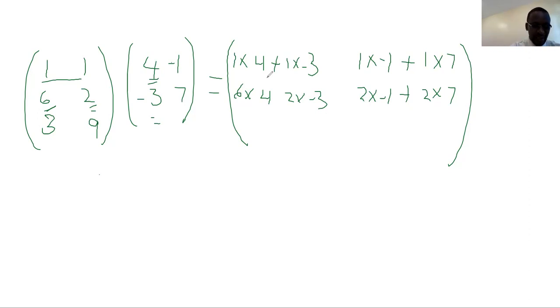Then we go to the third one, 3, 9. So 3 times 4. This is the first character in the third row times the first character in the first column. Plus 9 times negative 3. Second character in the third row times the second character in the first column. Then 3 times negative 1. Plus 9 times 7.